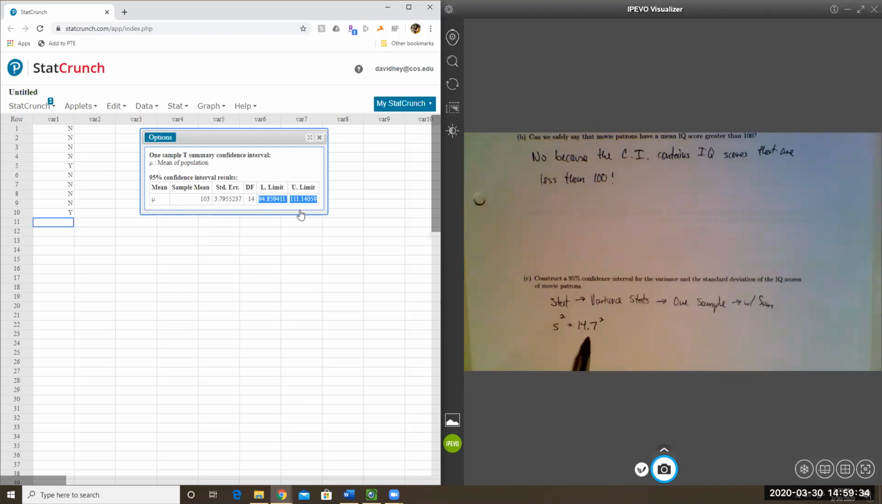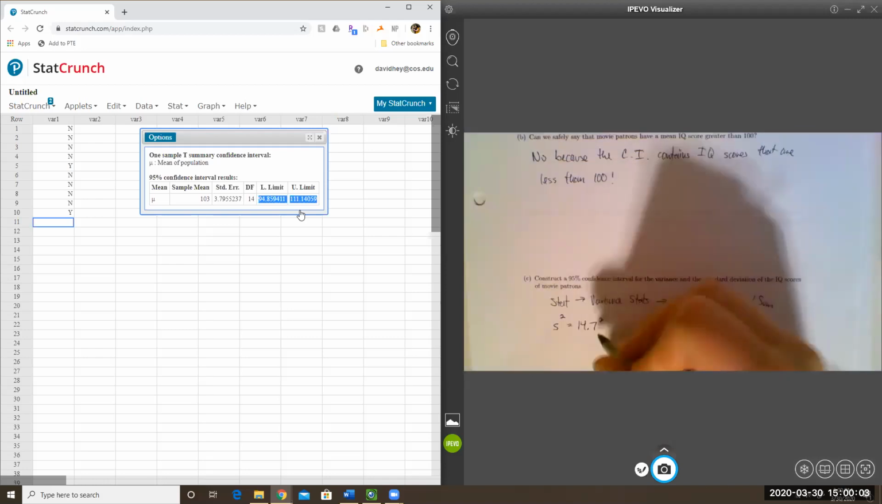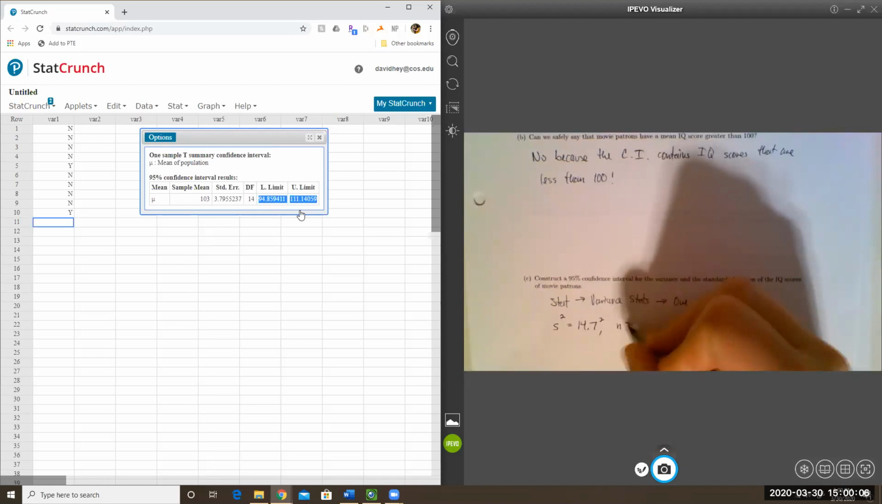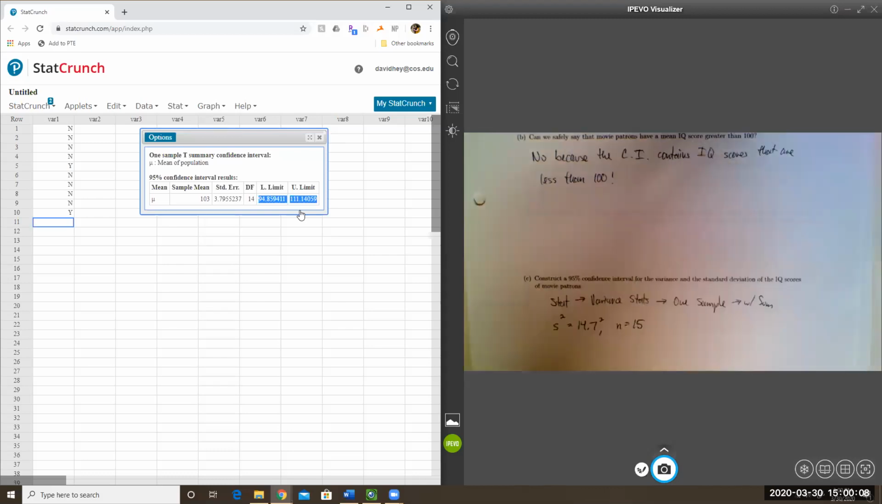You can type that directly into StatCrunch, and I'll show you that in a second. If you're not comfortable with that, just punch 14.7 squared into your calculator, and you get 216.09, so you can just put in 216.09. The moral of the story is be careful. If they prompt you for the standard deviation, put in 14.7. If they prompt you for the variance, put in 14.7 squared. And then the sample size was 15. Okay, let's see what we get.